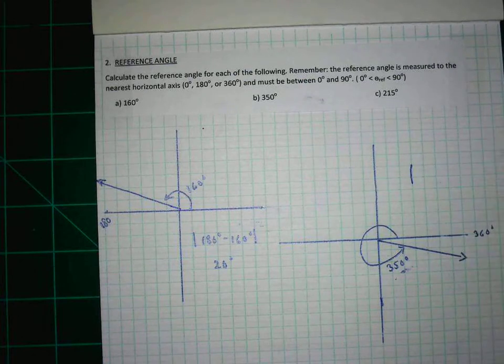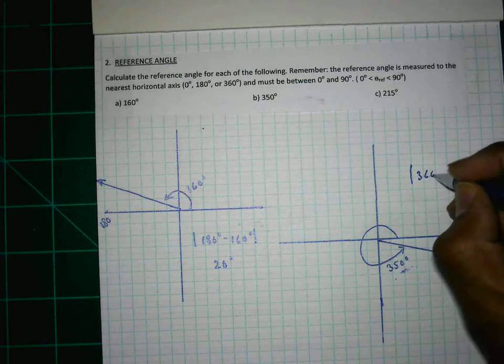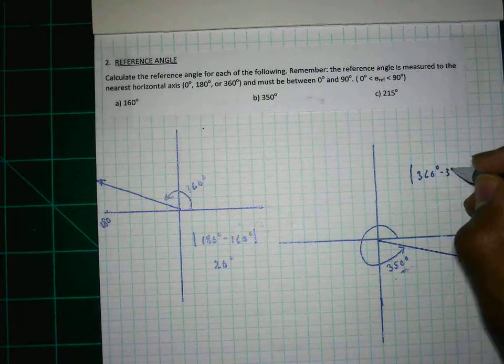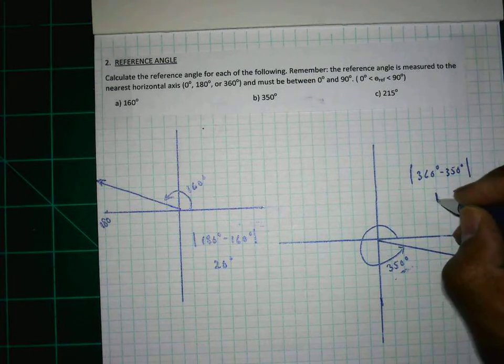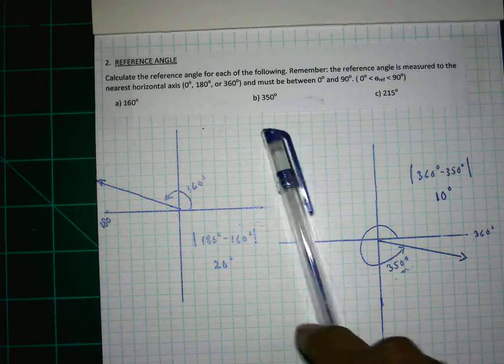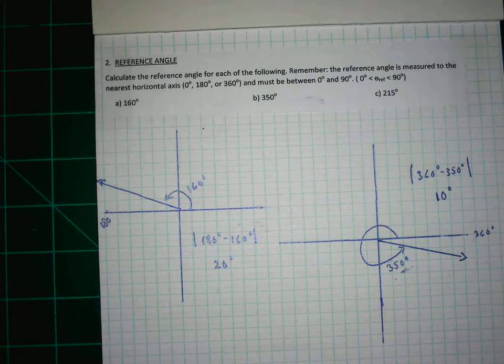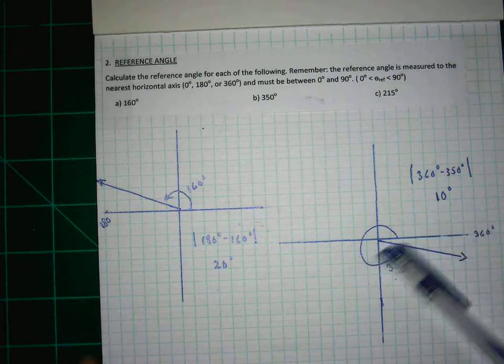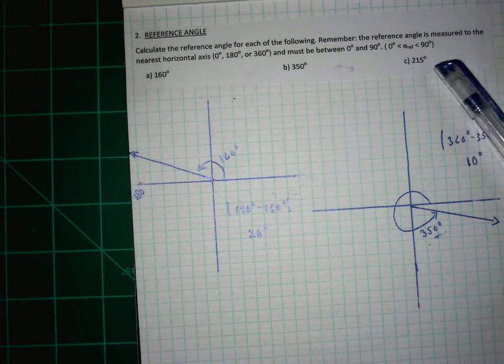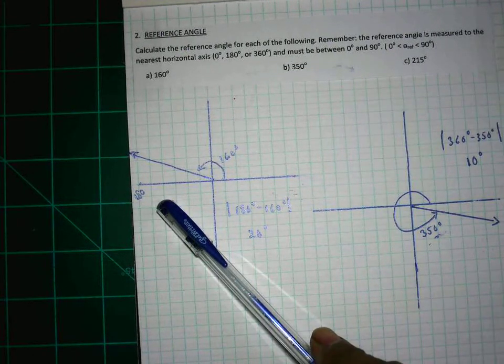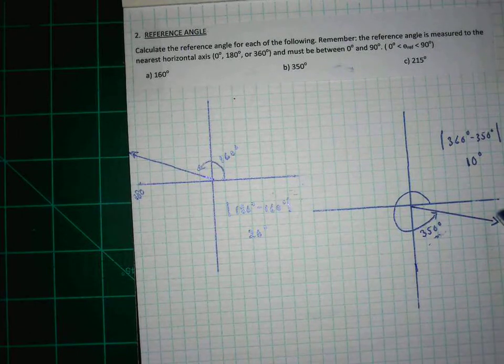So the reference angle is going to be 360 degrees minus 350 degrees, which will be 10 degrees. So the reference angle for 350 degrees is 10 degrees. Now we can solve this without drawing these axes here. We just have to recognize that 215 is closer to 180 than it is to 360.